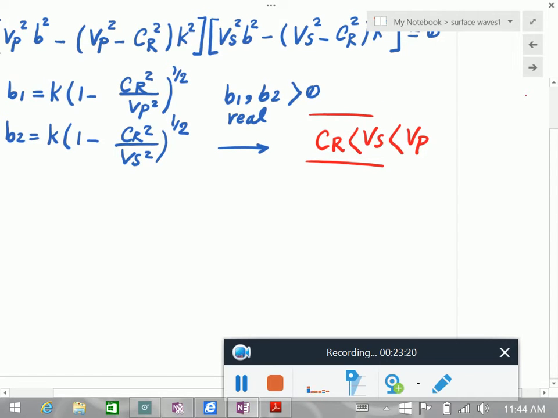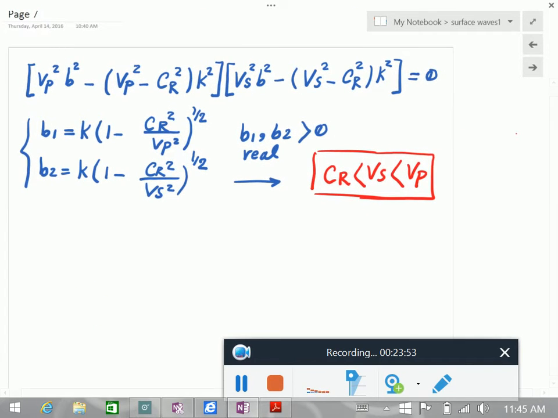So if we just substitute it and impose that B1 and B2 should be positive, we immediately see that this is only possible if the velocity of this wave is smaller than the velocity of shear wave. So that's the first thing, and that's what I want everyone to remember: Rayleigh waves are traveling slower than shear waves. Questions?